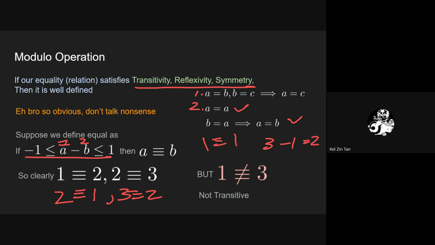So it is not always obvious that when we define our equality, it will satisfy all these three properties. And indeed, you have to check whether it satisfies all three. If it doesn't, then your equality is not well defined. Your equality does not make sense at all. Okay, so so far, any questions?